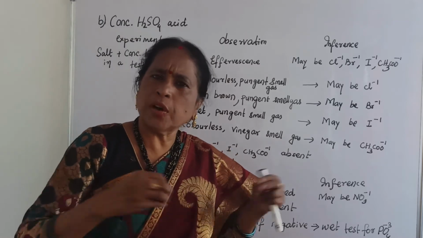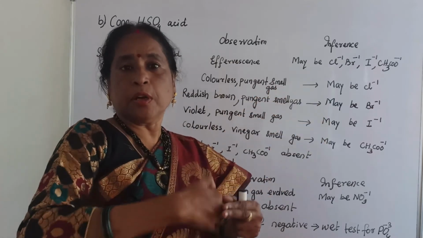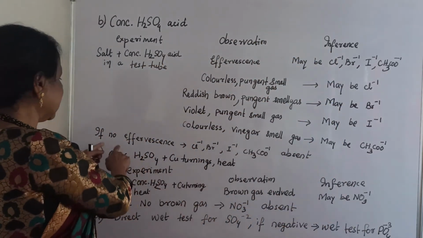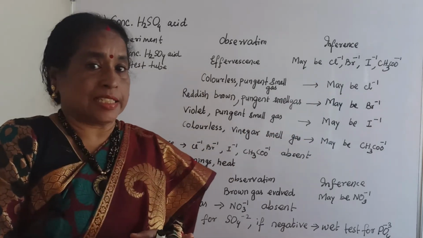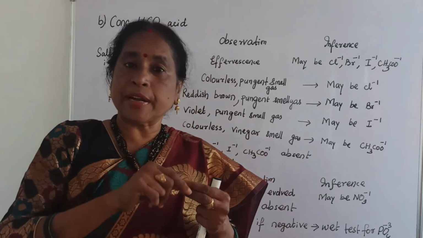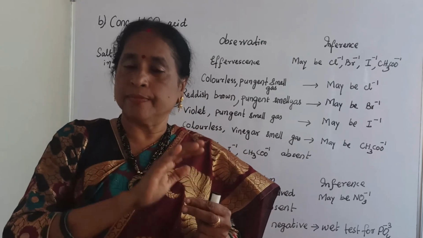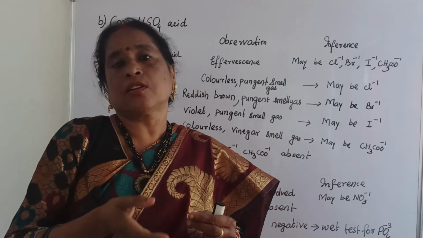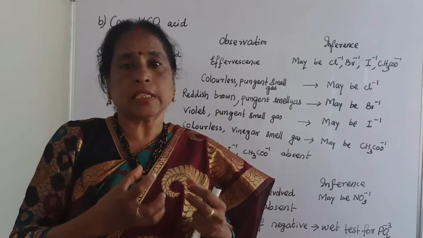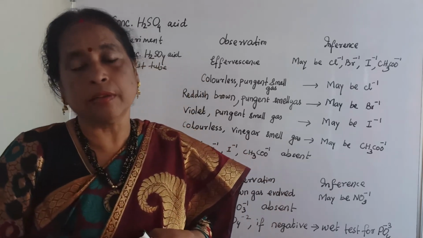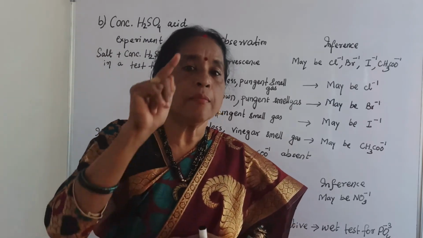Suppose there is no reaction, no effervescence, then what to do? You will go to the next group, the higher level test. That is, if there is no effervescence, these are absent, then go to the next test. What is the next test? You take that salt with concentrated sulfuric acid, and here you add copper turnings and heat properly. When you heat and brown gas evolves, surely it may be nitrate. What is the formula? NO3 minus 1.